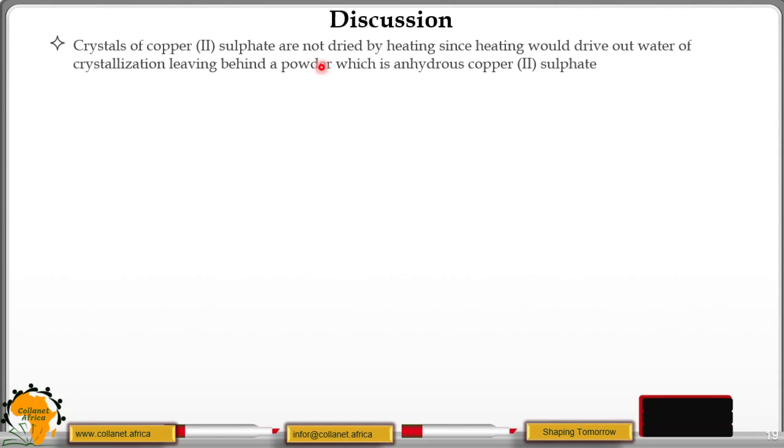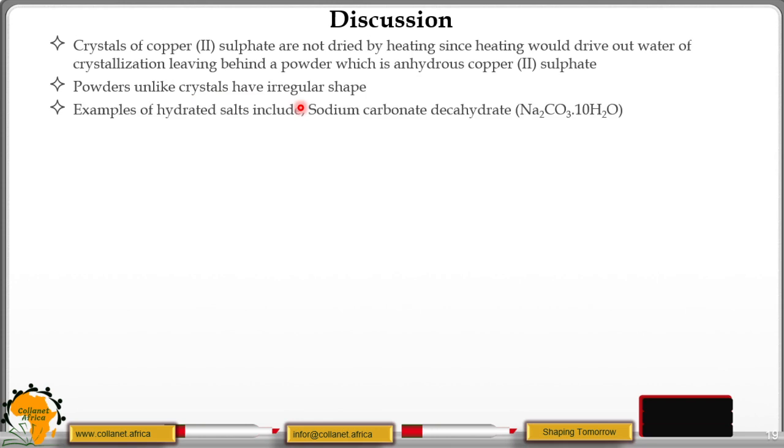Crystals of copper 2 sulfate are not dried by heating, since heating would drive out water of crystallization, leaving behind a powder, which is anhydrous copper 2 sulfate. Powders and white crystals have irregular shape. In other words, they don't have a regular shape.